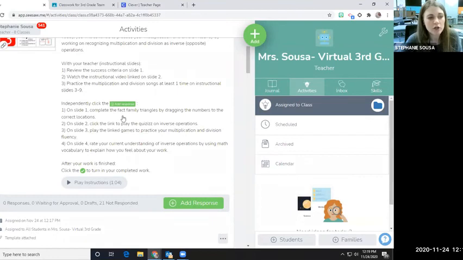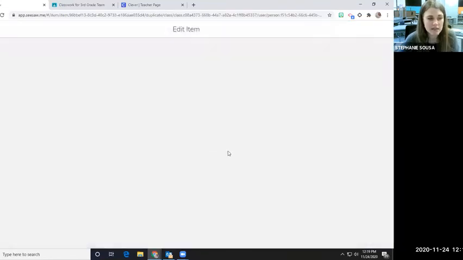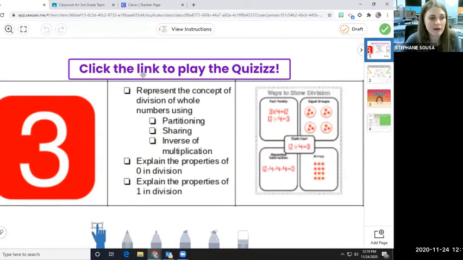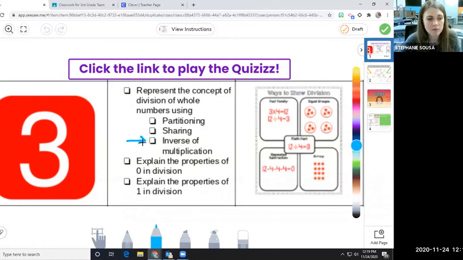On slide 1, you're going to look at our success criteria and play the quizzes. On slide 2, you're going to complete some fact family triangles. Slide 3 is a couple games for you to practice, and slide 4 is for you to reflect on your success criteria. So inside of your add response, you should right now see the success criteria. We are focusing, as hopefully you know by now, on this inverse of multiplication. So looking at multiplication and division as opposites. To help you do that, we are going to play the quizzes.